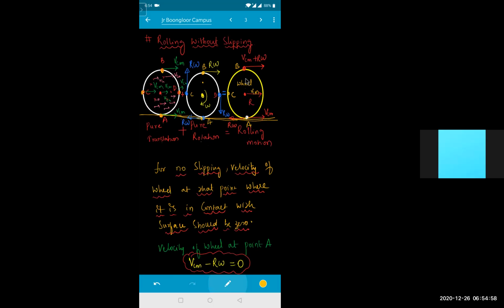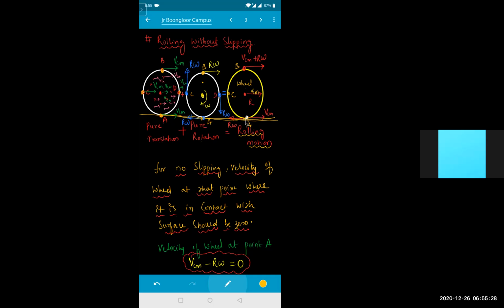So now what is happening is, you can add both of these and write whatever resultant velocity we are getting. That motion is called what? A pure rolling motion. So for no slipping, what is the condition? Now see here, for no slipping, the velocity of the wheel at that point where it is in contact with the surface. Now in pure rolling, where is it in contact with the surface? At point A, isn't it? Like say the wheel of the car, isn't it?